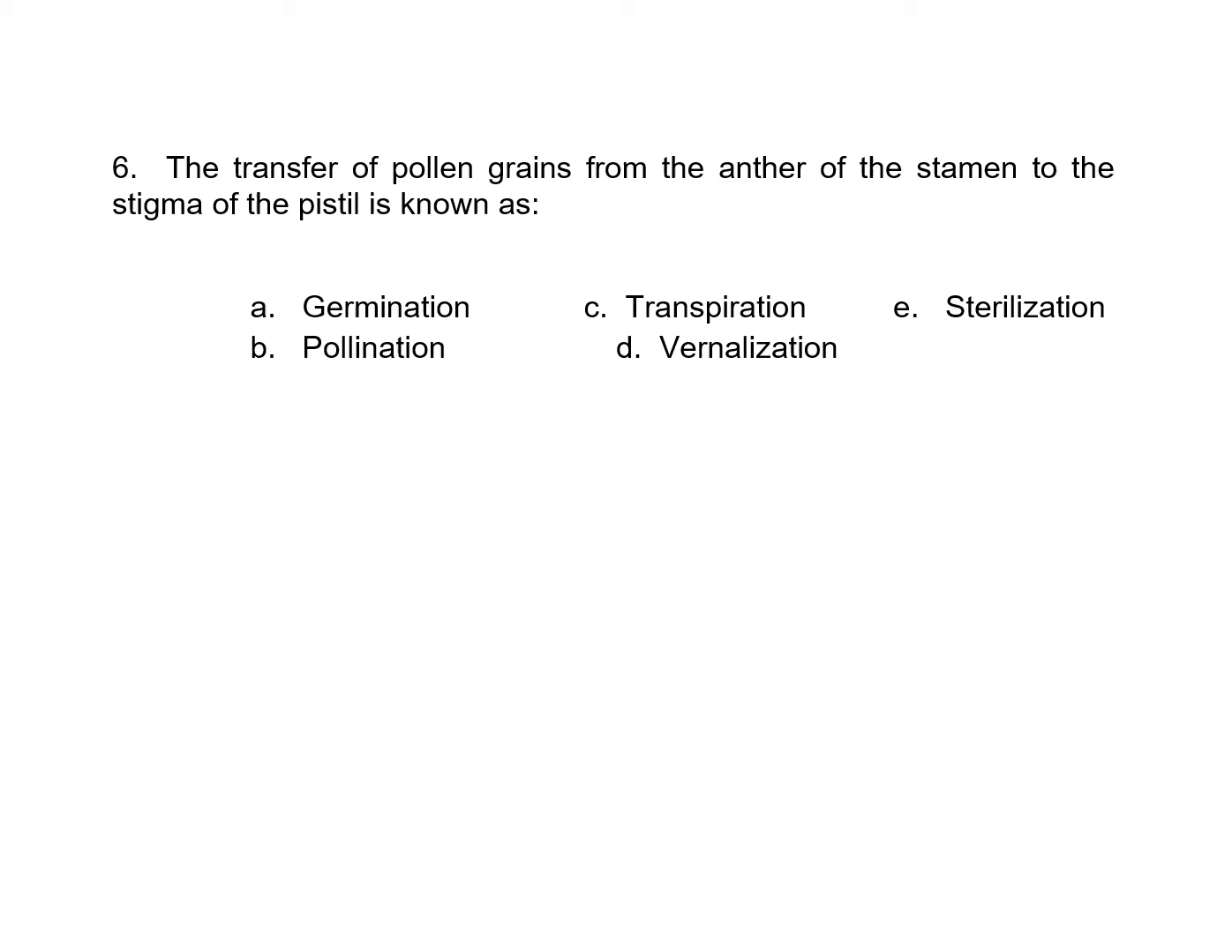Number six, the transfer of pollen grains from the anther of the stamen to the stigma of the pistil is known as A. Germination, B. Pollination, C. Transpiration, D. Vernalization, or E. Sterilization. The answer is pollination.